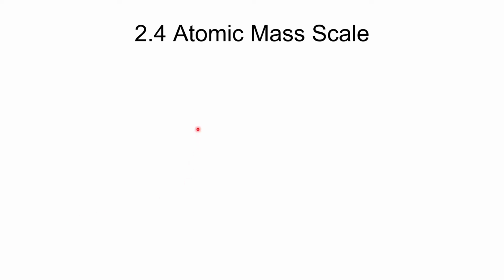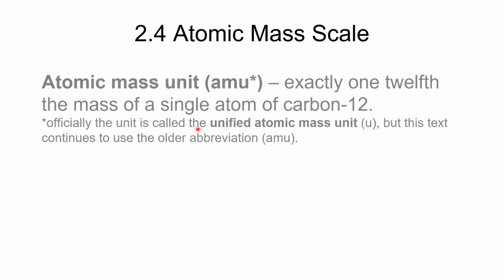All right, well, now we're starting with Chapter 2, Section 4, and the first thing that we want to look at is something that we call the atomic mass scale. And this is a way for measuring the really small objects of atoms. So the atomic mass scale.